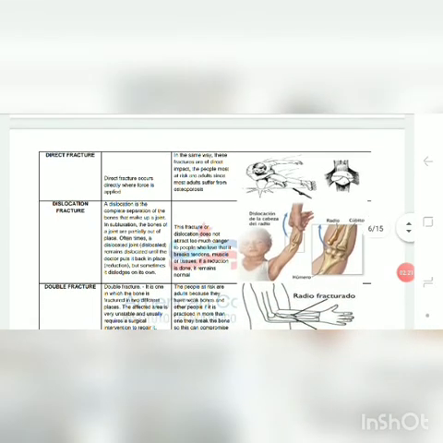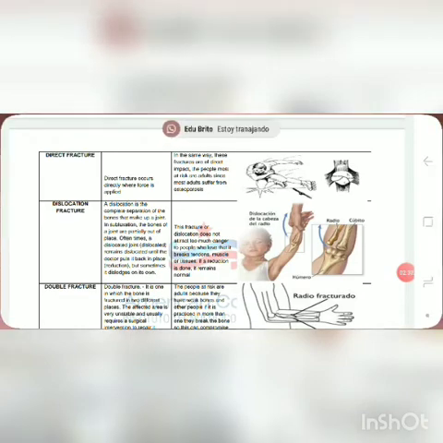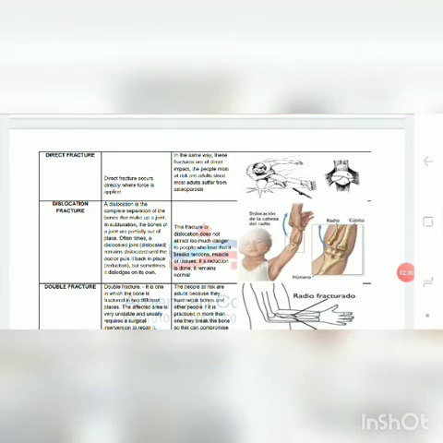Dislocation fracture. A dislocation is the complete separation of the bones that make up the joint; in subluxation the bones of a joint are partly out of place. A dislocation is treated when the doctor puts the bone back in place, called reduction. But sometimes a dislocation resolves on its own. Risk: this fracture or dislocation does not pose too much danger, except to people with damage to the muscle, or if the reduction is not done and it remains abnormal.